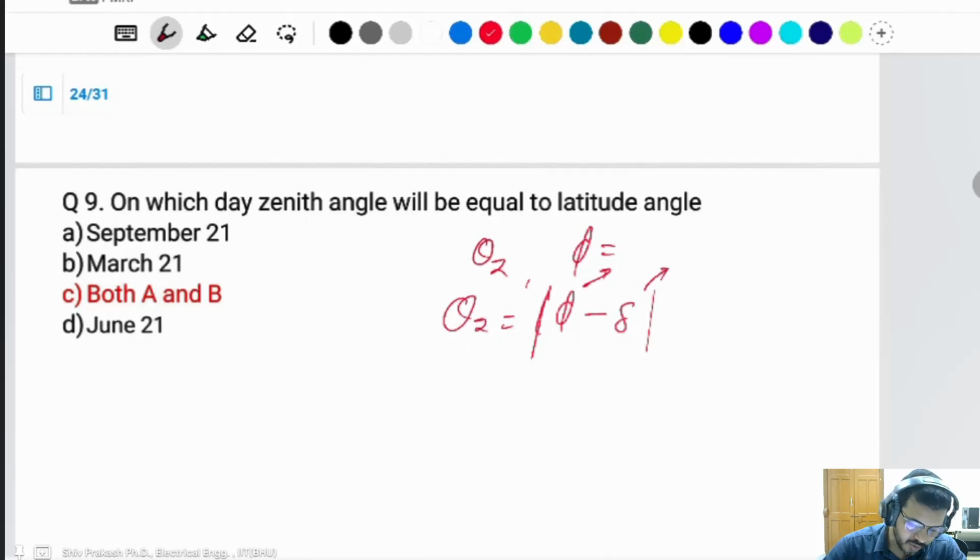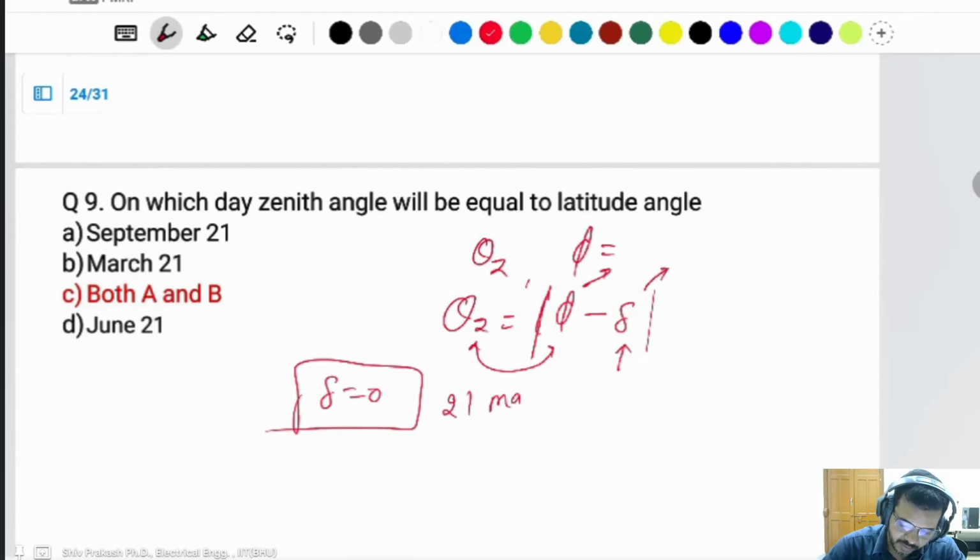But at noon, if you are asking on which day the zenith angle will be equal to the latitude angle, it means the declination angle will be 0, and the declination angle is 0 on 21 September and March. Equinox plane, the next line you can take is the equator line, 21st March and 21st September.